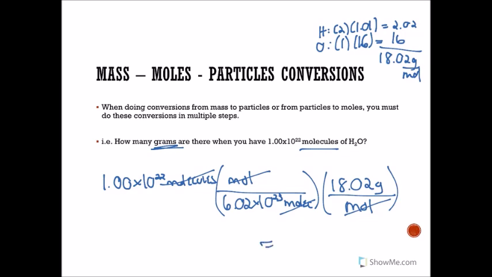Which, if we work that out, we are going to have 1.00 times 10 to the 22 divided by 6.02 times 10 to the 23. And then we multiply all of that by 18.02, which ends up being 0.299 to 3 significant figures. So 0.299 grams of water. There we go.